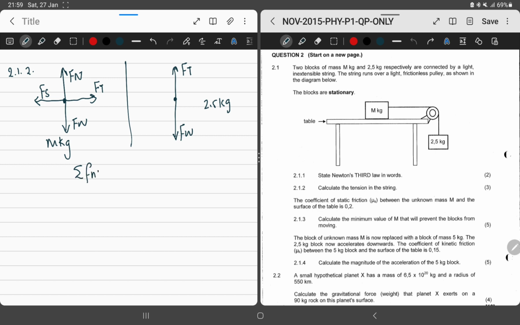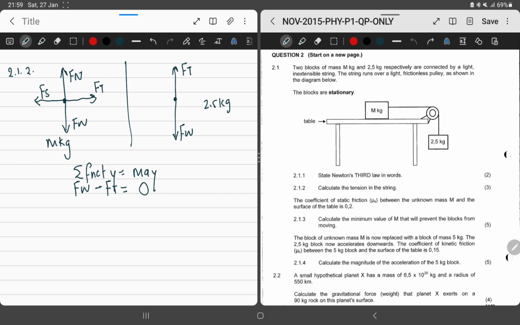The sum of the forces acting in the y component is equal to mass times acceleration in the y component. We have a force of weight acting downwards, and then tension is acting in the opposite direction. For forces going in the same direction you add them, and forces going in the opposite direction you subtract. We do not have acceleration because the blocks are stationary, so this is equal to 0.